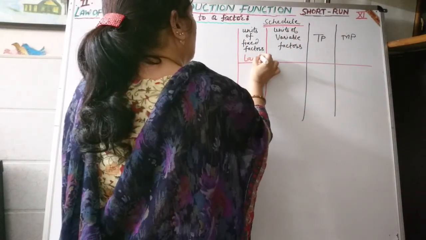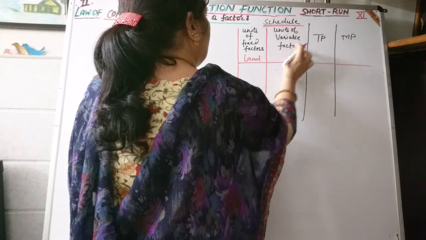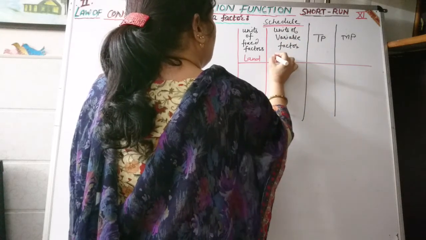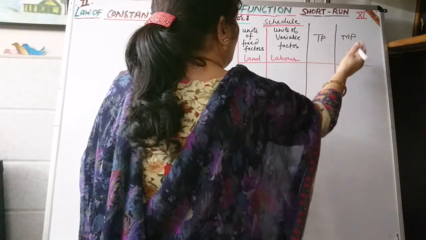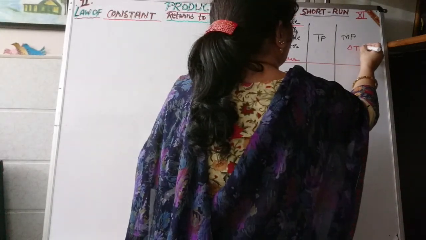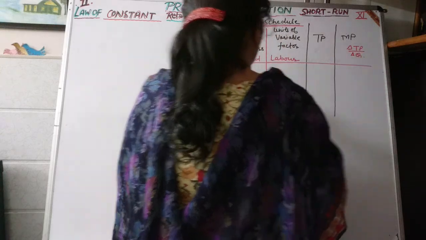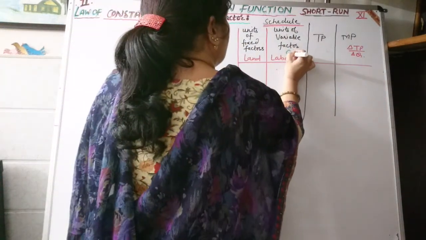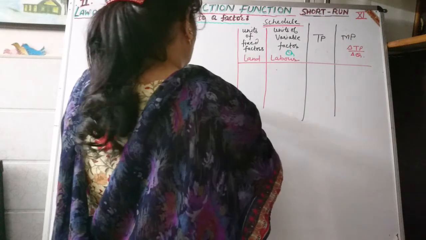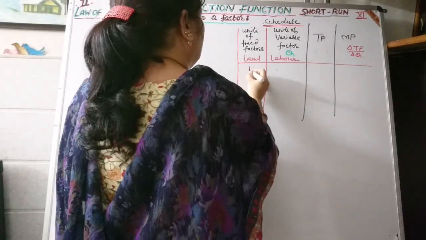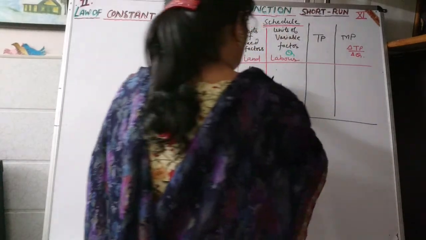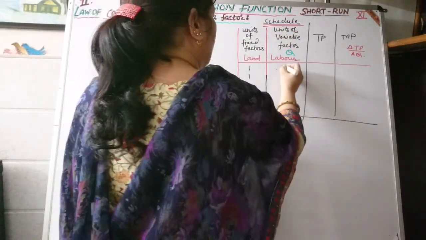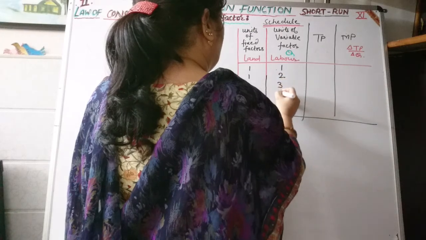Units of fixed factor, which is land. Units of variable factor, not factors, that is labor. A single factor is variable. Then total production and marginal production, and this represents quantity. Units of output are shown. Land is a fixed factor and labor is a variable factor.